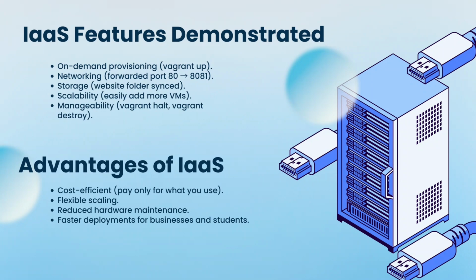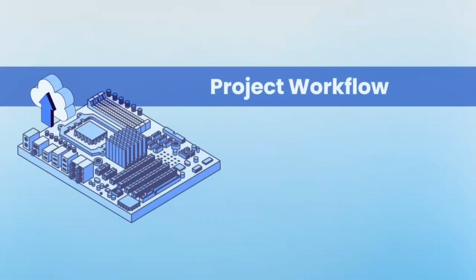The next is flexible scaling. You can add or remove resources anytime based on your needs. Reduce hardware maintenance. No need to manage physical servers, cooling, or electricity. And it helps in faster deployments because businesses and students can launch servers in minutes instead of waiting weeks to buy and install machines. Now let's see the project workflow.